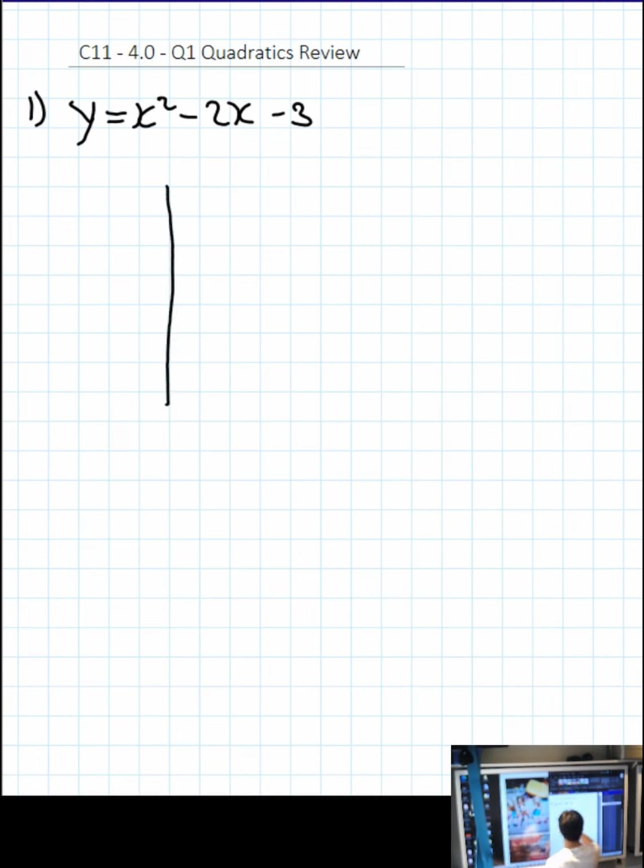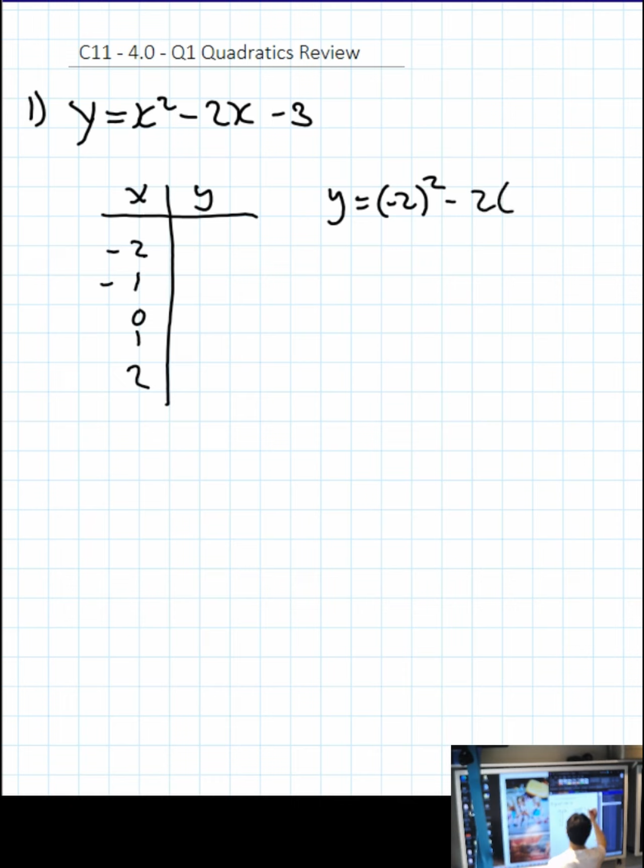So let's make a table, and let's say x and y, and then let's say negative 2, negative 1, 0, 1, 2. Then we're going to take that equation, write it off to the right again, and substitute the first value, negative 2. So y equals (negative 2) squared minus 2 times negative 2, minus 3. And I'm just going to cheat and give you the answer off the graphing calculator, but feel free to do all those on your own.